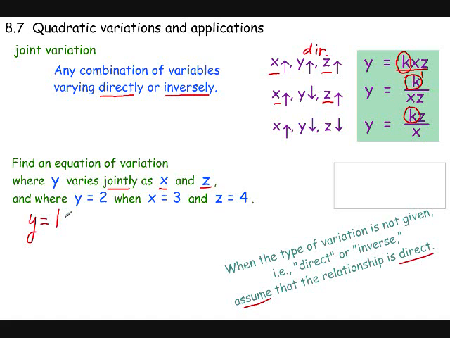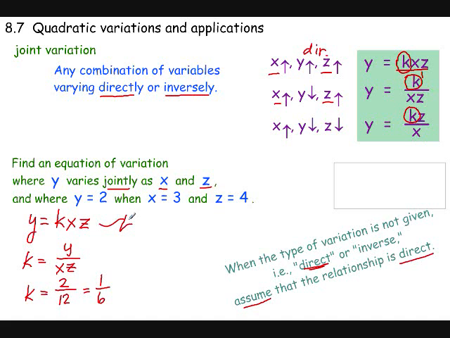Y equals k, and x and z are going to be varying jointly, and both of them are varying directly. So what is my k? Well, remember, k is always a ratio when we have direct variation. In this case, my numerator has the y, my denominator has x times z, so my k is equal to 1/6.